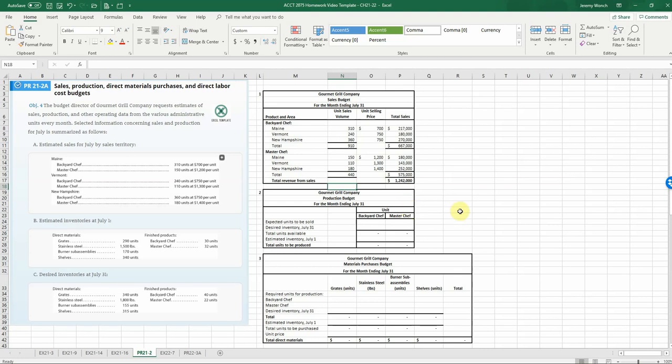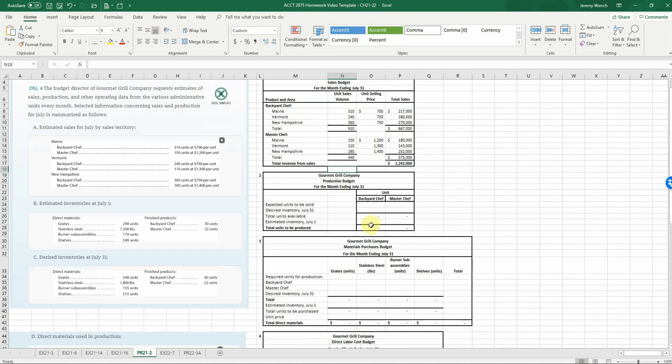All right, so now we can go ahead and do our production budget. So we start off with what we expect to sell. And so we expect to do 910 of the Backyard Chef and 440 of the Master Chef. And then the desired ending inventory we want to add to that is going to be 40 for the Backyard and 22 for the Master.